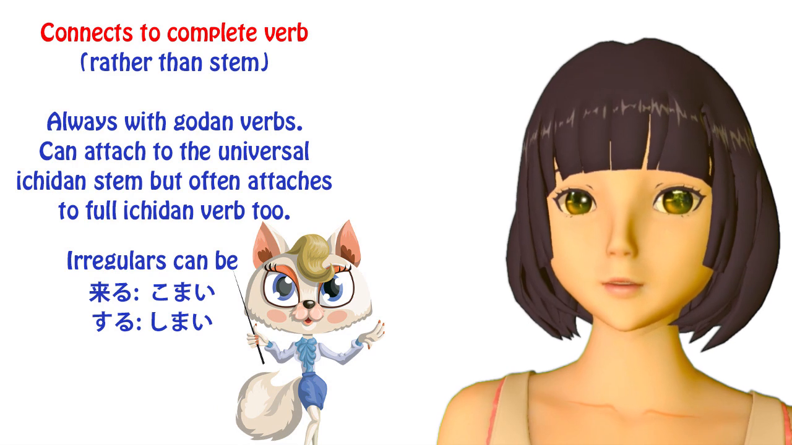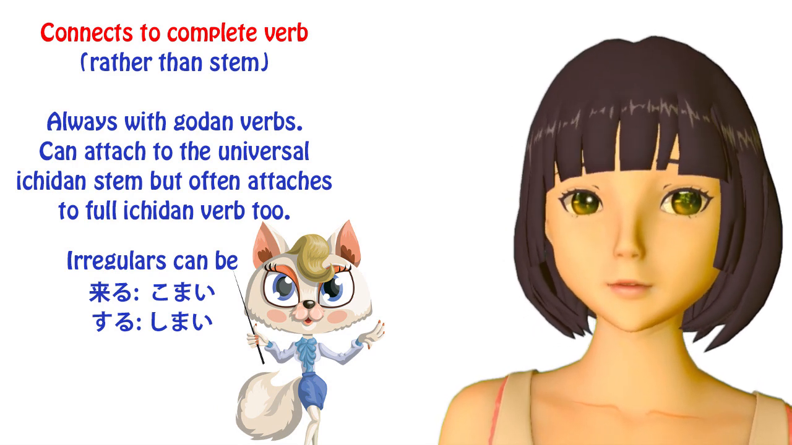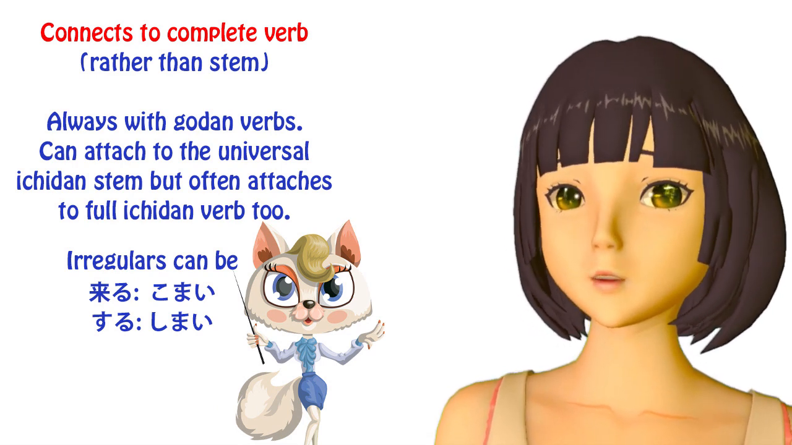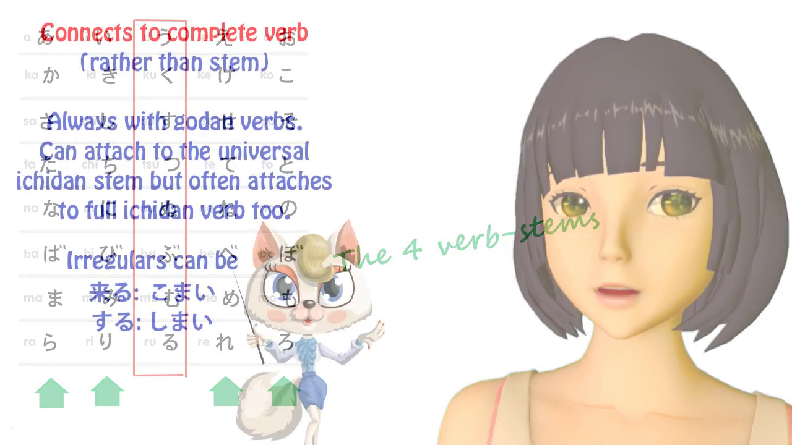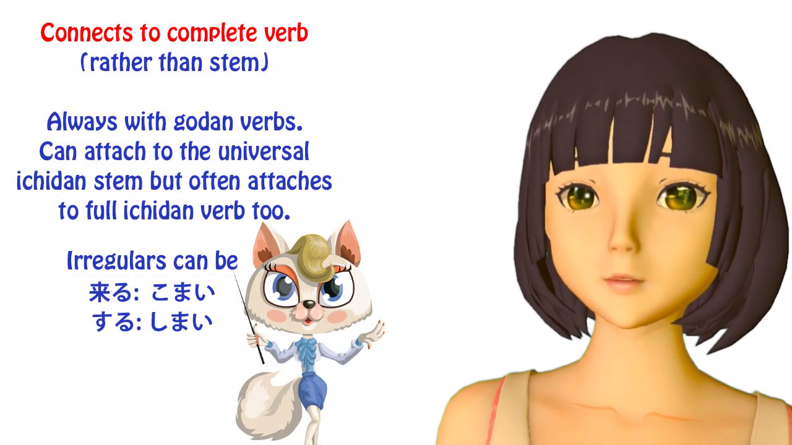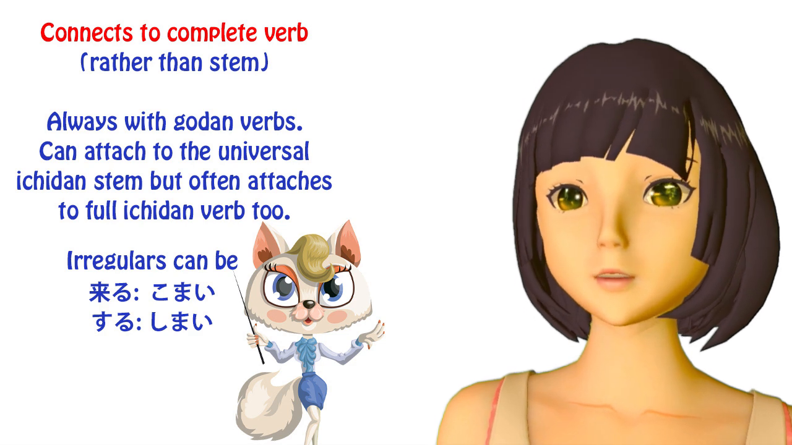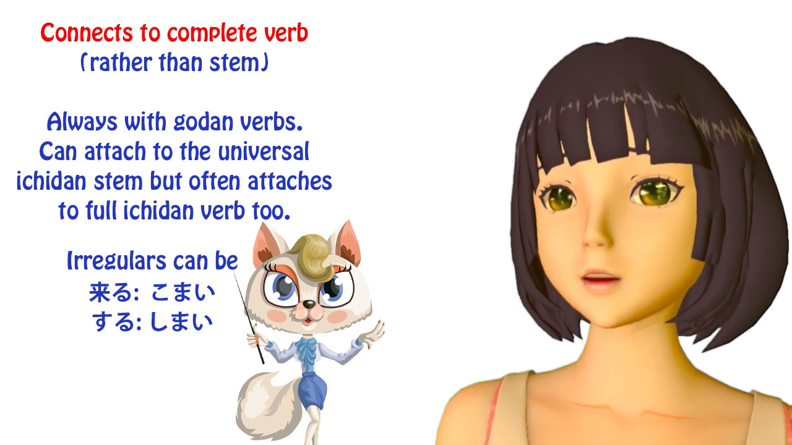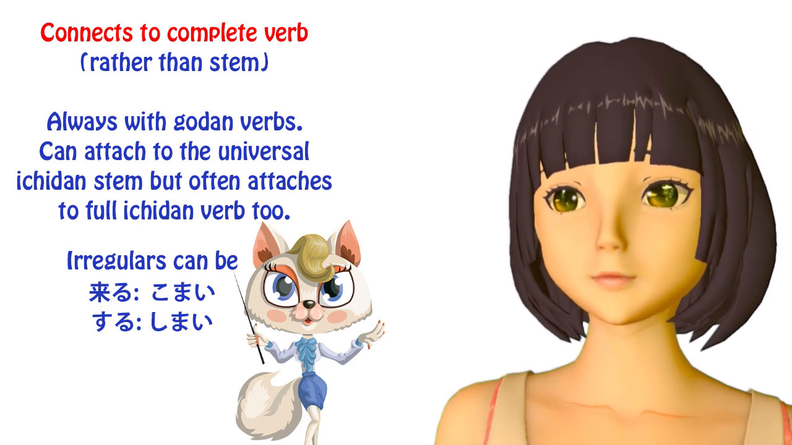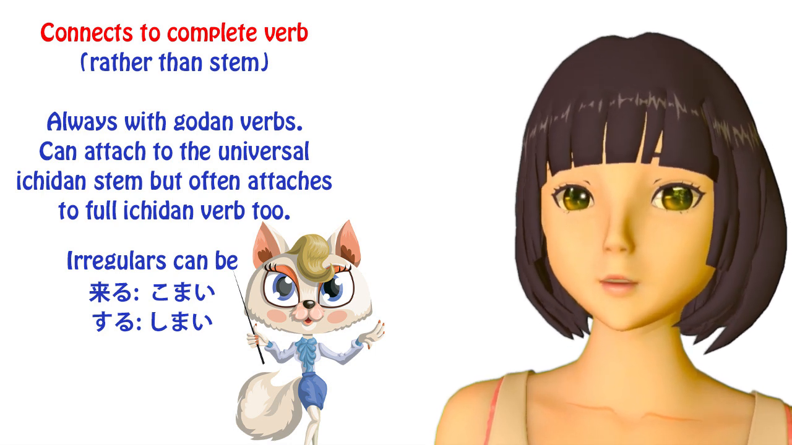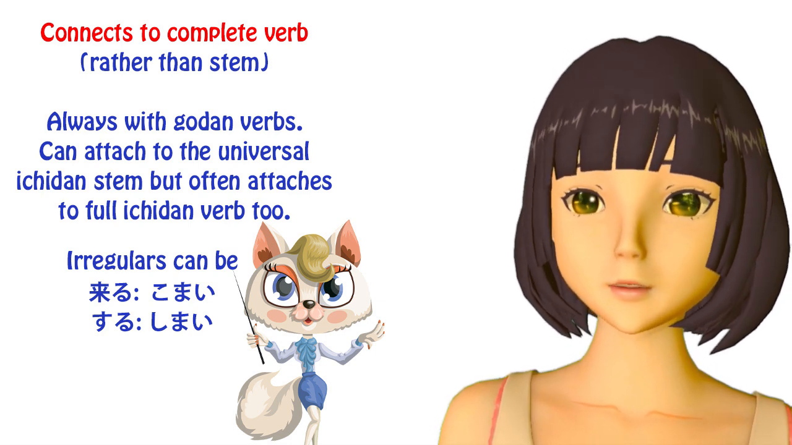The first unusual thing about it is that unlike most helpers, it doesn't attach to one of the verb stems. It gets stuck straight onto the end of the verb in most cases. So if we want to push it onto iku, we just say ikumai. This is always the case with godan verbs because there's no other way of attaching mai.